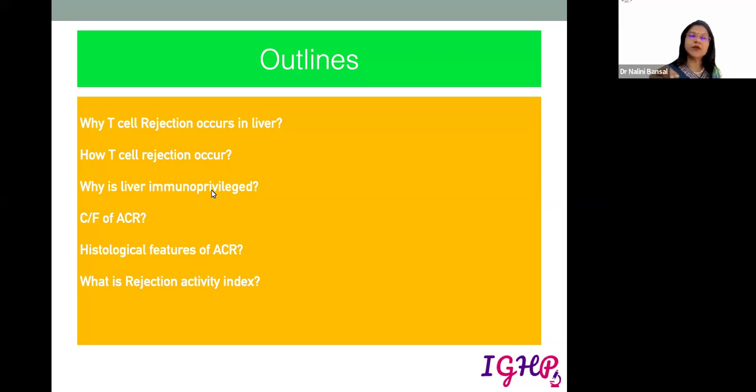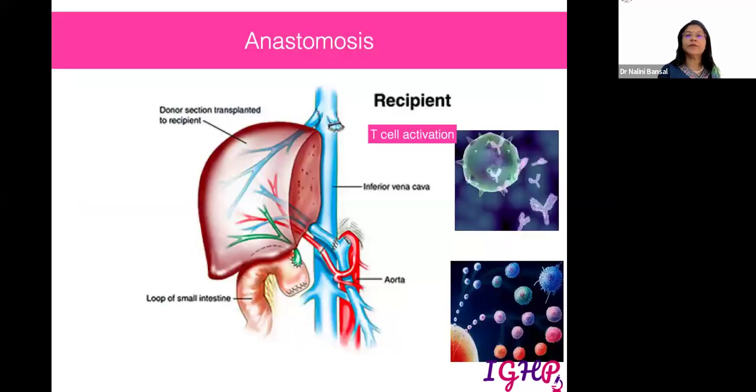Then we'll be discussing the clinical details of an ACR, how they present and what is the common derangement of the LFTs which is usually seen. Then finally, we'll come to the histological features of the ACR, and that is what shall be discussed in detail with you. And then we will be coming to the recent BANFF classification, that is the rejection activity index, what is RAI and how it is graded.